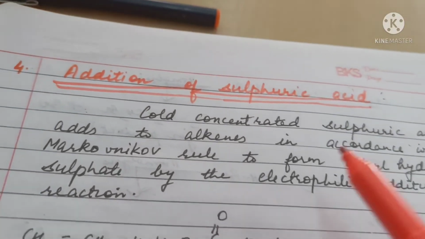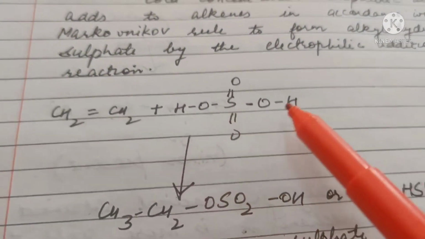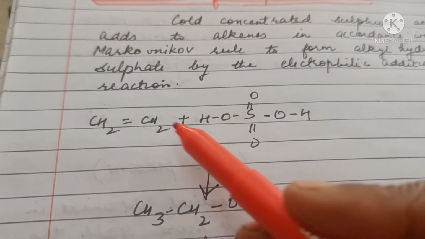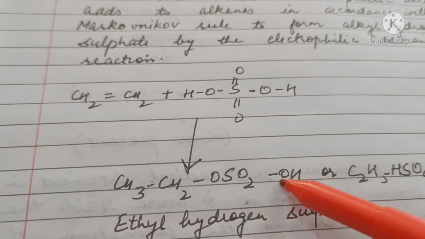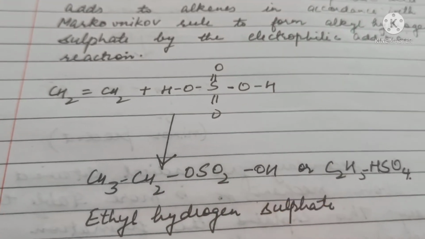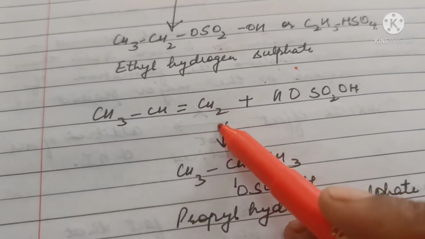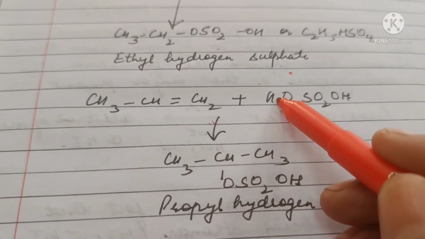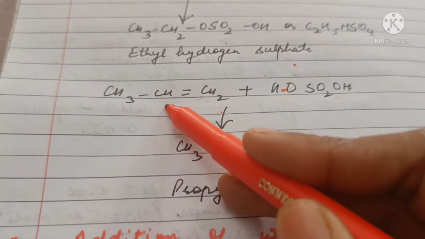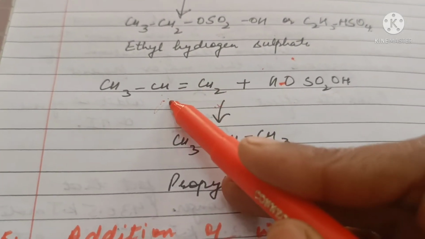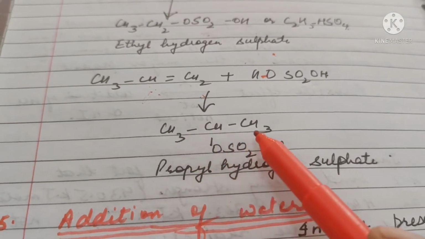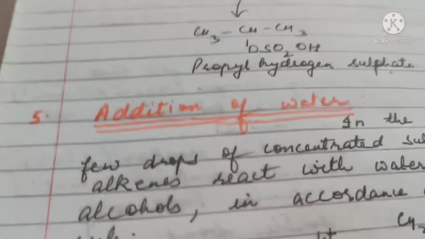Next is addition of sulfuric acid. Cold concentrated sulfuric acid will be added up to ethene in such a manner that H goes to one carbon atom and OSO2OH goes to other carbon atom to form ethyl hydrogen sulfate. But in case of unsymmetrical alkene, the negative part of the addendum or adding molecule will go to the carbon atom which contains less number of hydrogen atoms. It is Markovnikov's addition. So, propyl hydrogen sulfate, isopropyl hydrogen sulfate will be formed.